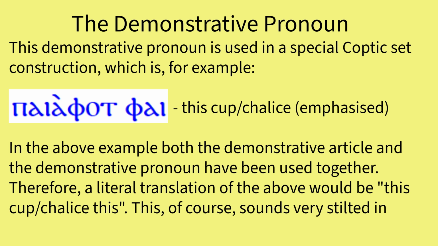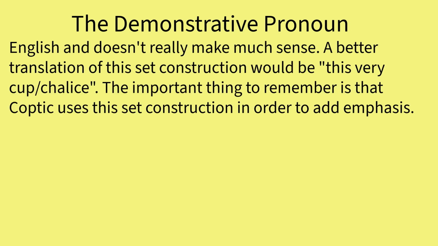Now, in the above example, both the demonstrative article and the demonstrative pronoun have been used together. Therefore, a literal translation of the above would be something like this cup, this chalice, this. This, of course, sounds very stilted in English and doesn't really make much sense. A better translation of the set construction would be this very cup, this very chalice, which makes more sense in English. The important thing to remember is that Coptic uses this set construction in order to add emphasis.